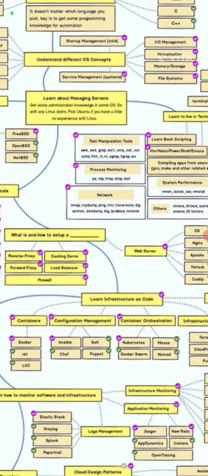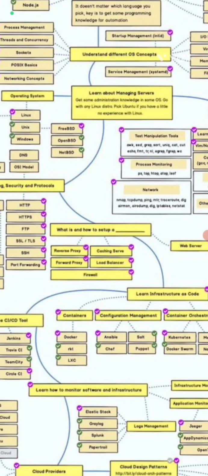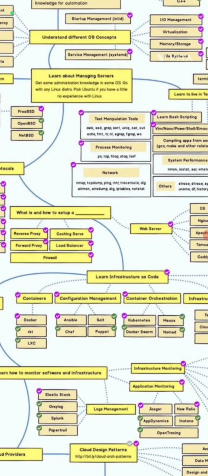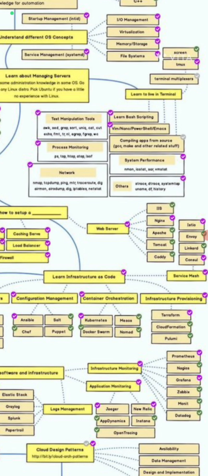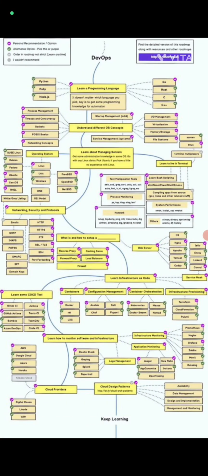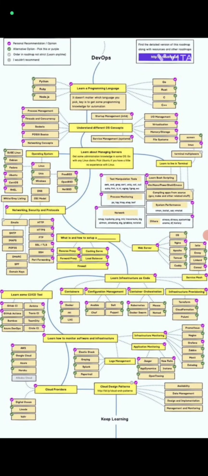After doing all these things, you need to do some proxy settings and reverse proxy forwarding, and also caching service and load balancing. And after that, you need to choose a web server where you can deploy your model, like nginx, Apache, Tomcat, Caddy, such kinds of things you need to choose.